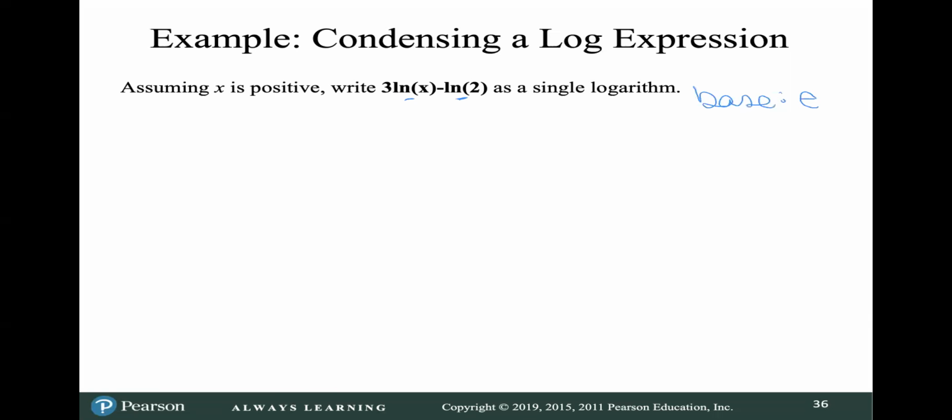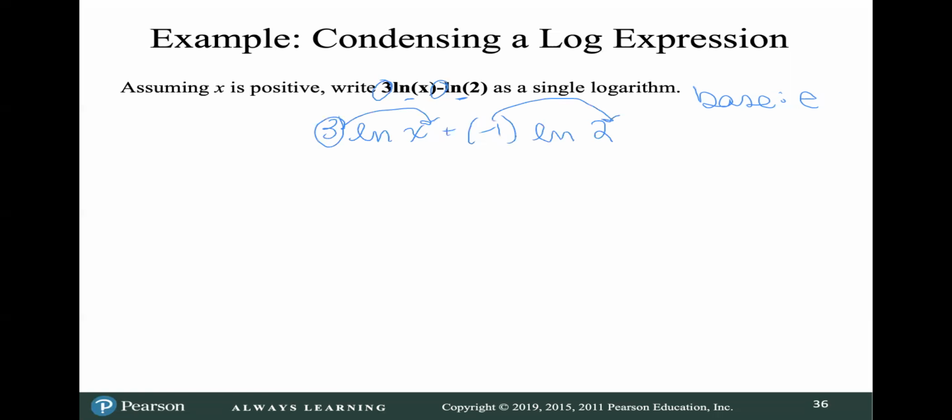And so if I want to combine these, I need to get my natural logs to have no coefficients. That was our last step when we were expanding. It's our first step when we're condensing. I need to be able to combine these logarithms, meaning they cannot have any coefficients. So we have to take care of this 3 and also the -1. So we're going to write this as 3 times the natural log of x plus -1 times the natural log of 2.